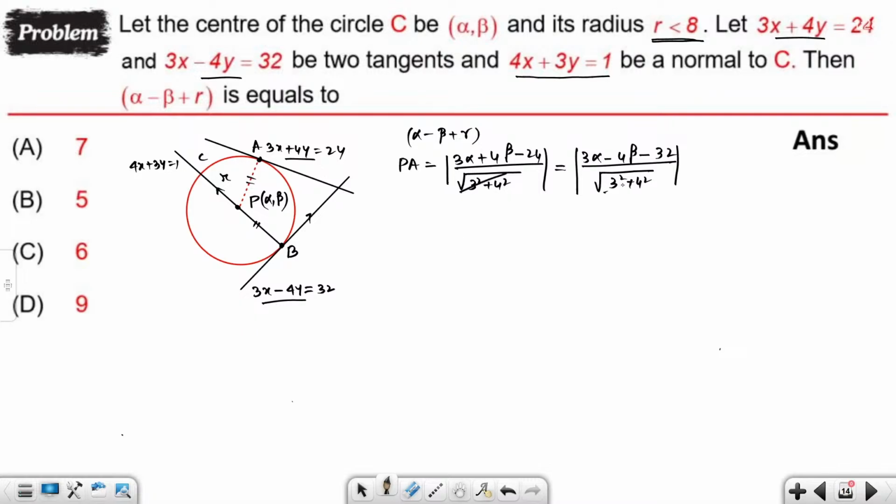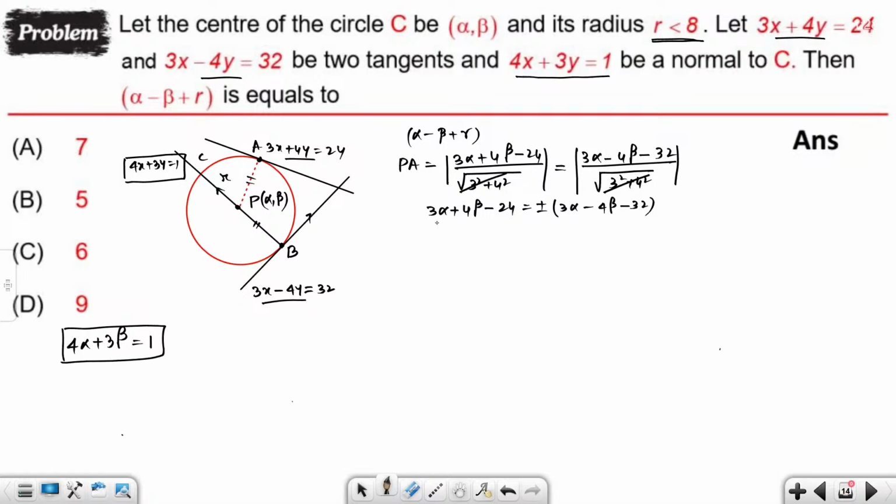So now let me cancel this. So we can write 3 alpha plus 4 beta minus 24 is plus minus of 3 alpha minus 4 beta minus 32. Okay, at the same time, remember this alpha, beta, which is actually the center of the circle, lies on the normal, which is 4x plus 3y equals to 1. Hence, it must satisfy that. Let me write it here. So 4 alpha plus 3 beta is basically 1.